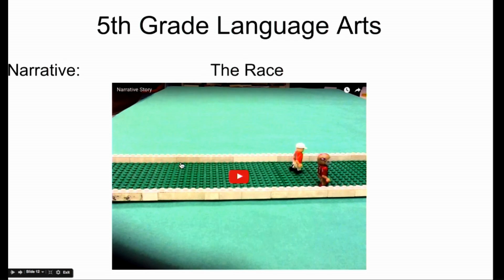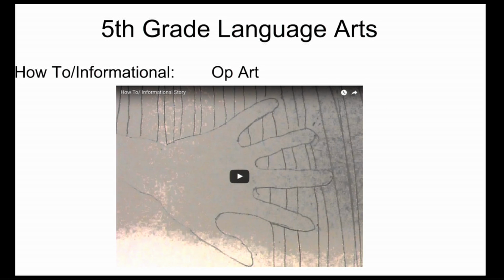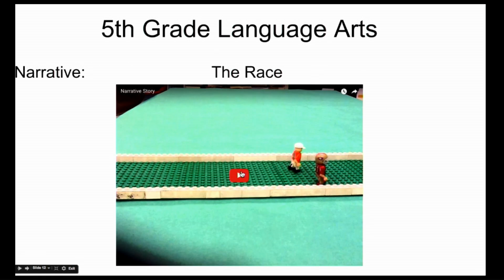Here's an example of a narrative story that a group wrote on a race that they had out on the recess playground. Legos are one of the best things for these stop motion videos. You can stick their little legs on the holes and take a step and take another step. It's pretty neat how these kids made this video. Oops, I went to another slide.